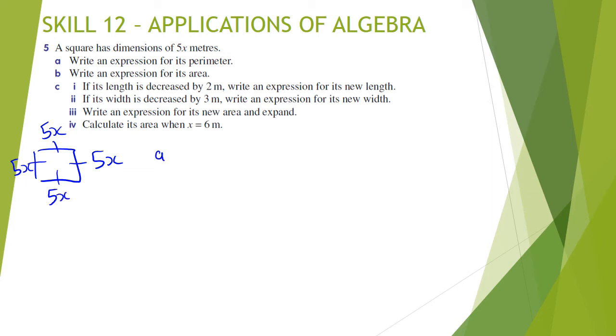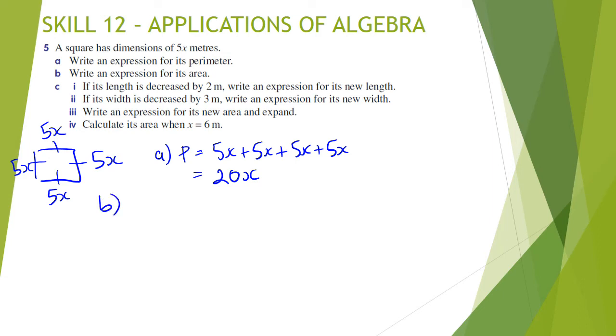Part A, write an expression for the perimeter. So all the way around the outside. So 5x plus 5x plus 5x plus 5x will equal 20x. Alright, we only add the numbers out the front and we don't change the letter when we're using addition and subtraction.